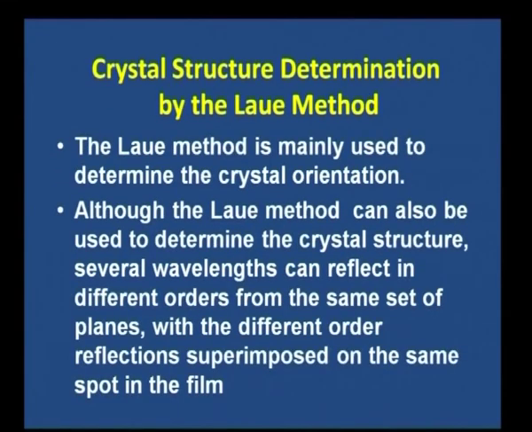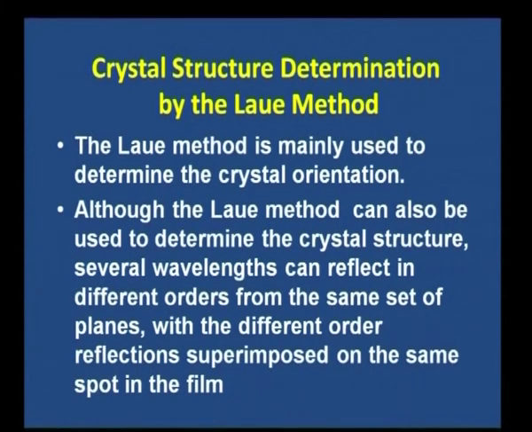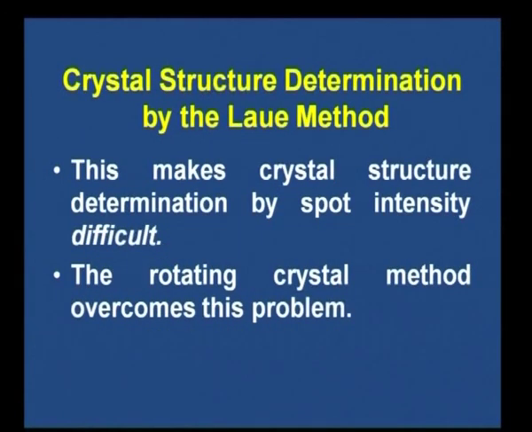Now, what is the difficulty in obtaining the crystal structure? We will come to that point. The crystal structure determination by the Laue method: the Laue method is mainly used to determine the crystal orientation. Although the Laue method can also be used to determine the crystal structure, several wavelengths can reflect in different orders, because you are using a continuous spectrum. Order means you have n equal 1, n equal 2 and so on. From the same set of planes, the different order reflections get superimposed on the same spot in the film. Thereby, it causes difficulty. This makes the crystal structure determination by spot intensity difficult.